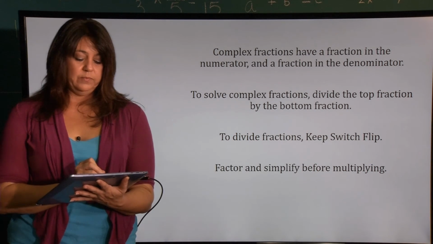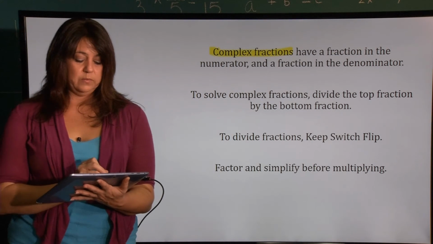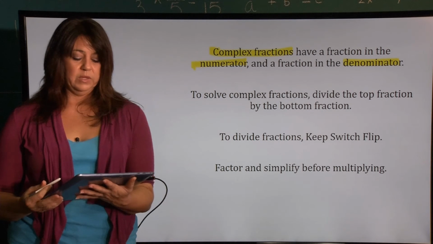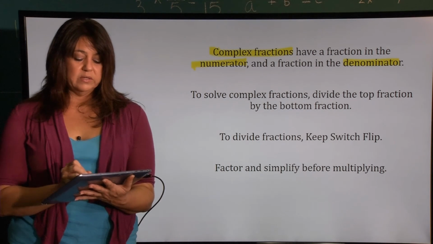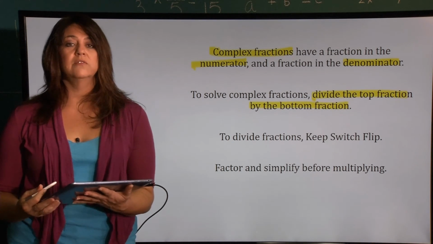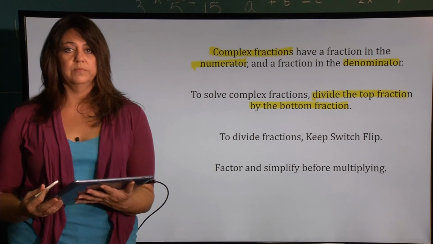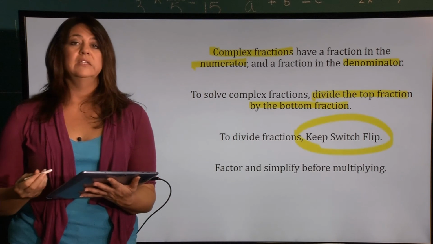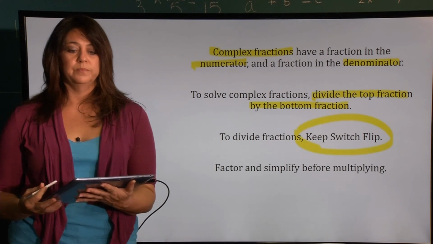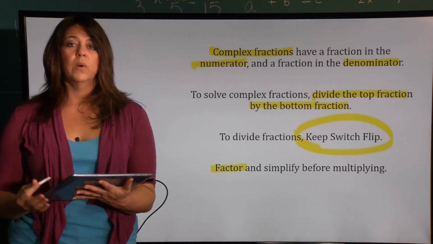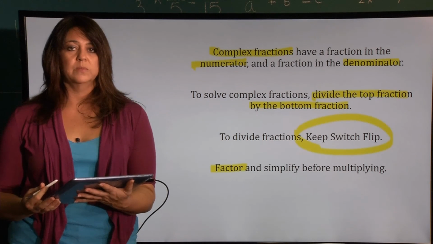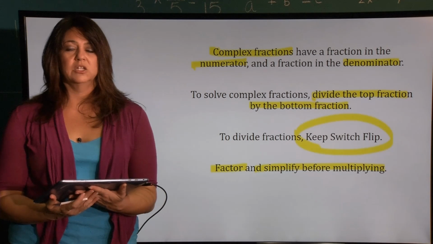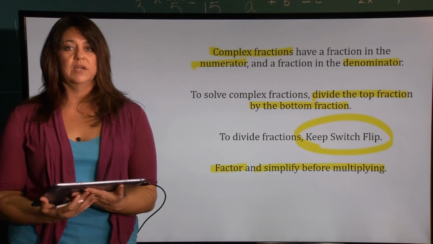Complex fractions involve two fractions, one in the numerator and one in the denominator. To solve them, you're going to divide the top fraction by the bottom fraction. You're going to follow the same rules for dividing any fractions: keep, switch, flip. You'll be doing quite a bit of factoring with these problems. You simplify by canceling out any terms that match, and whatever is left is your final answer.